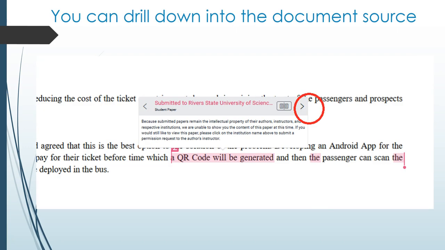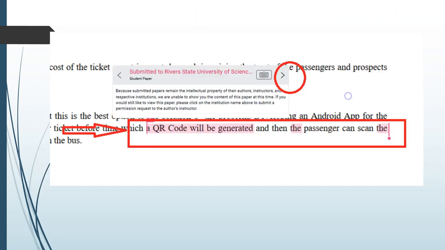So you can drill into the document source, like I said, and then decide to contact Rivers State University if you want. Something like a QR code will be generated if you submit for draft, and you see something like this. You could decide, okay, how can I rephrase this in my own understanding?